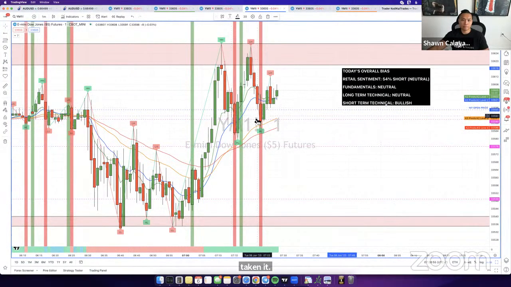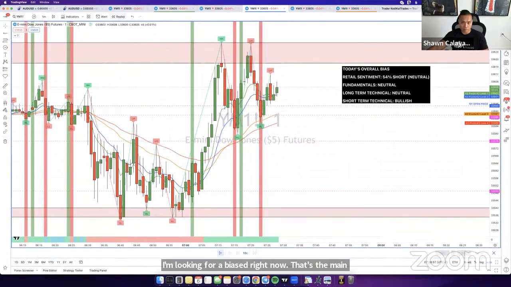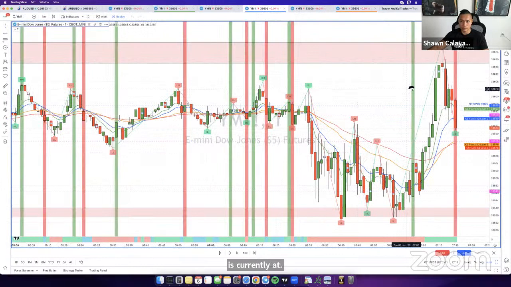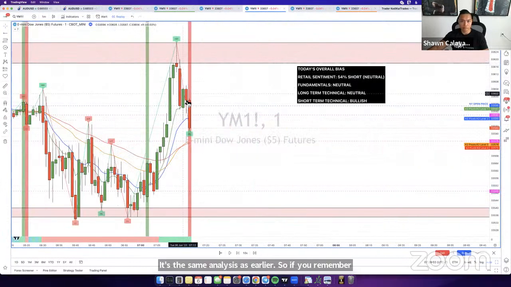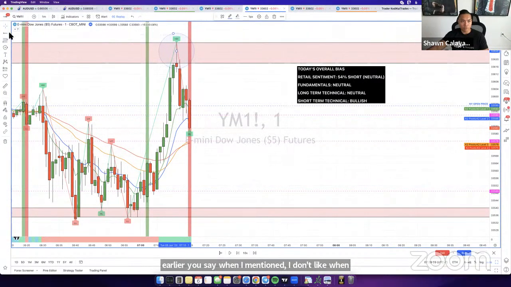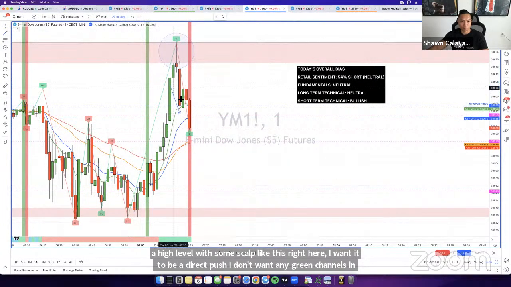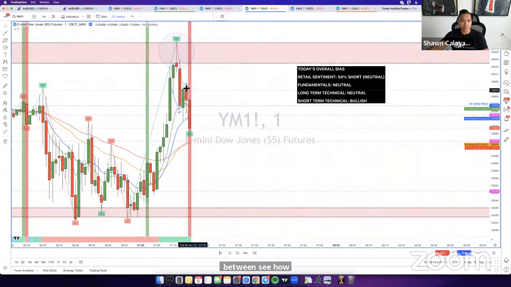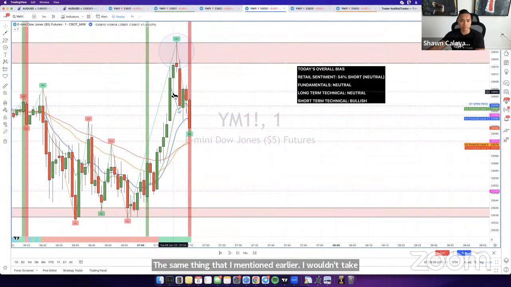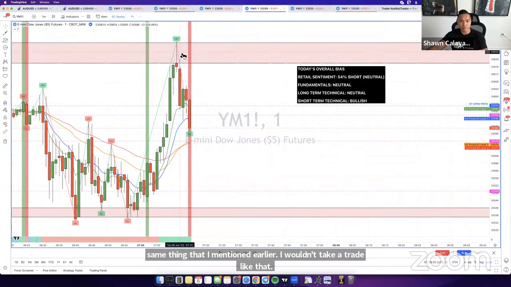Looking at where price is currently at, it's the same analysis as earlier. If you remember earlier, Hussein, when I mentioned I don't like when price goes back and forth like this. If I have a high level momentum scalp like this right here, I want it to be a direct push. I don't want any green candles in between. See how price comes down a little bit and then pulls back right here? It's the same thing that I mentioned earlier. I wouldn't take a trade like that. It takes too long for this to set up. I want something that happens right away.